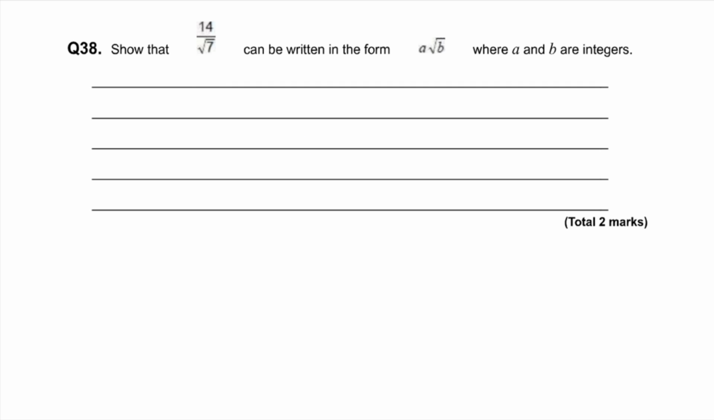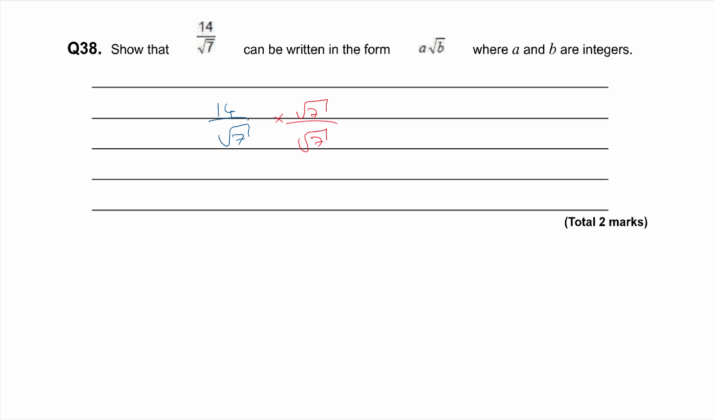Okay. Question 38, show that 14 over root 7 can be written as a root b. So this is an example where we have to rationalize the denominator. We've got a surd as the denominator of our fraction. In maths, we consider this to be a bit ugly, to be honest. Hard to imagine fractions which have got surds as the denominators. If you had a 7th, you could imagine a pizza divided into 7 lovely pieces, but can you imagine a pizza divided into root 7 pieces?